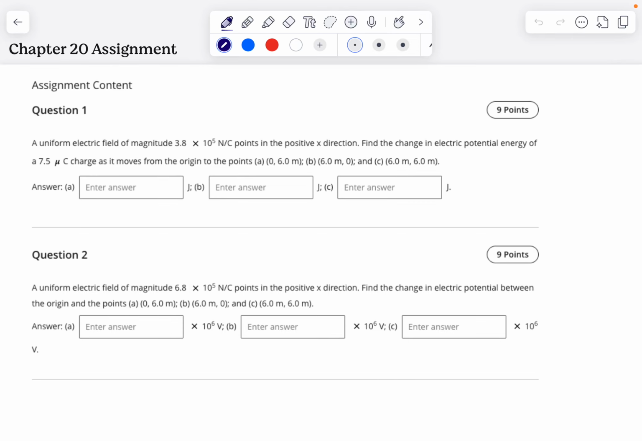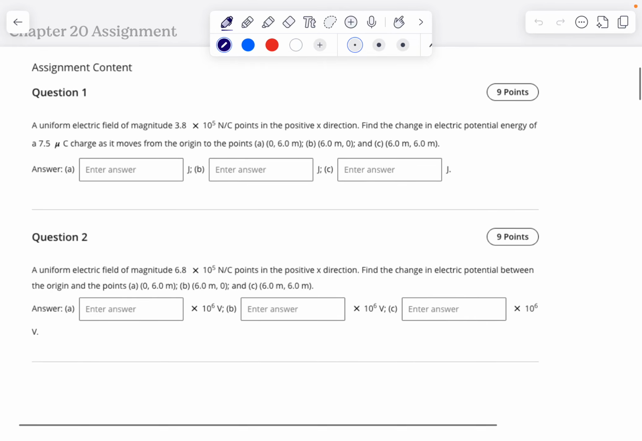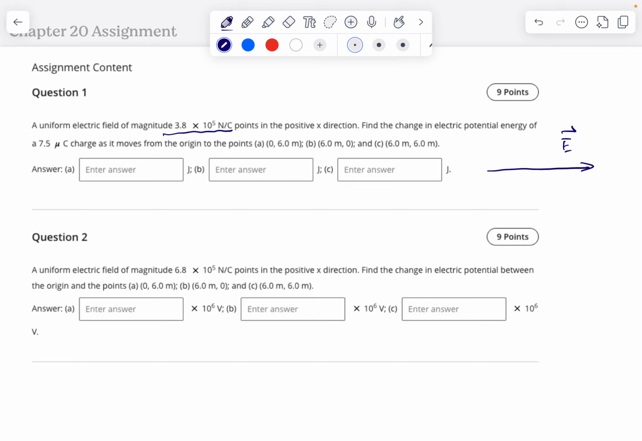This is a chapter 20 assignment. Okay, the first one: a uniform electric field of magnitude, pointing in the positive x direction. So this is the electric field. Find the change in electric potential energy of a charge Q equal to some Coulombs, as it moves from the origin to the point.